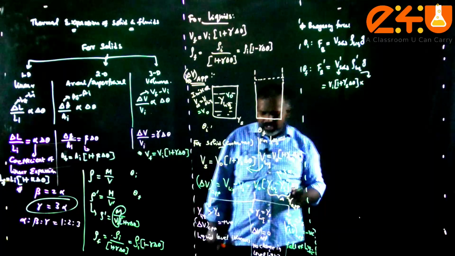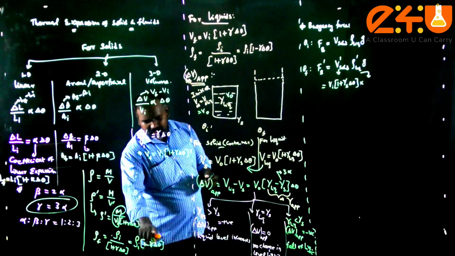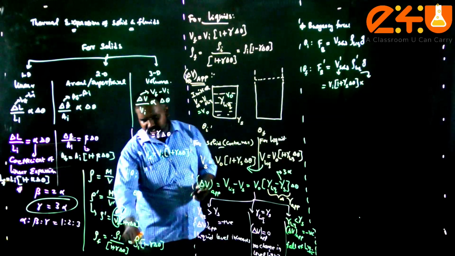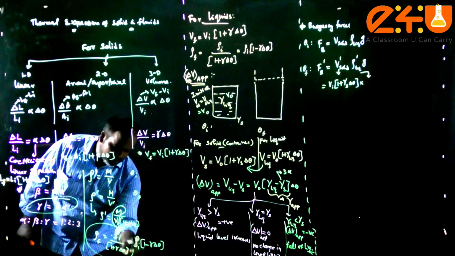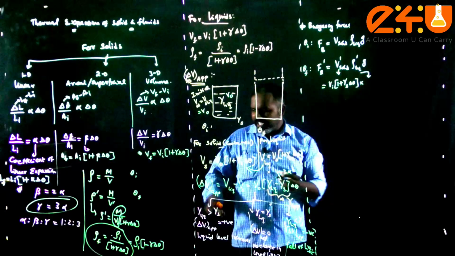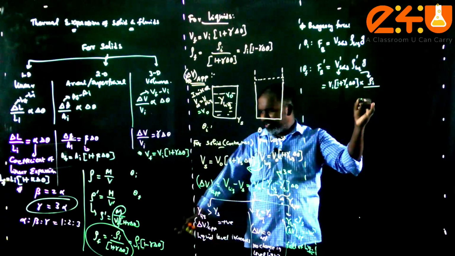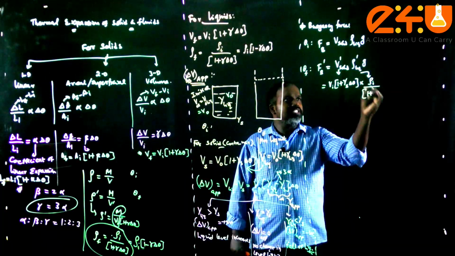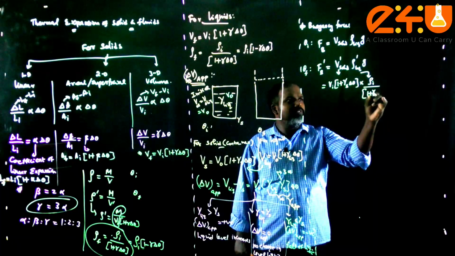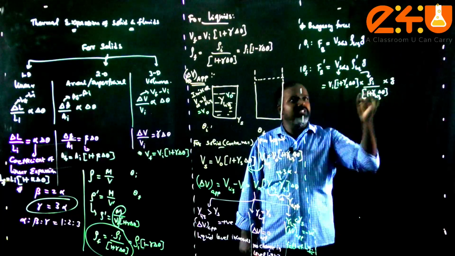Just now we wrote the density, either this term is the approximation, but this is the actual expression, without any binomial expansion. Therefore, I can write that it has to be rho initial divided by (1 plus gamma liquid into delta theta), since it is the density of the liquid we are talking about, into g.